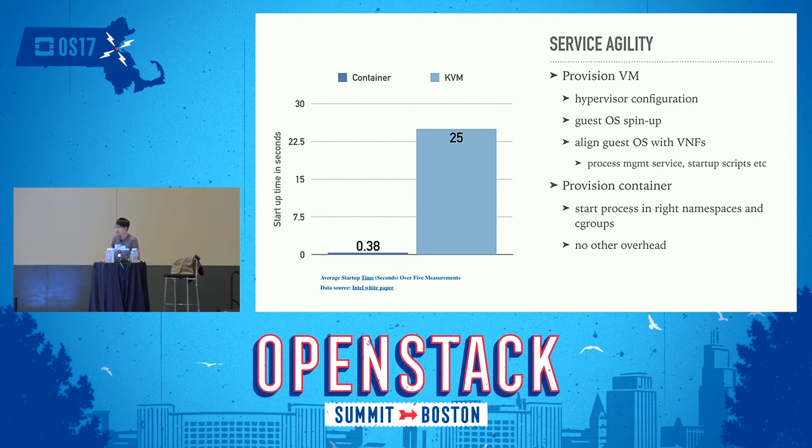And that's why you can see from the picture, it is actually a test result from an Intel paper. It is saying that the average startup time of the KVM virtual machine costs you about 25 seconds. Compared to that, a container which contains exactly the same application only costs about 0.38 seconds. It's super fast. Okay, that's the agility part, where we can see the container performing much better.